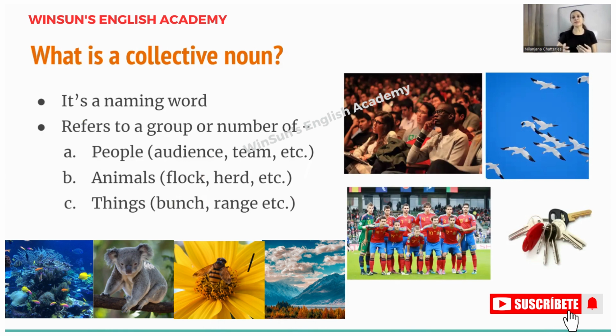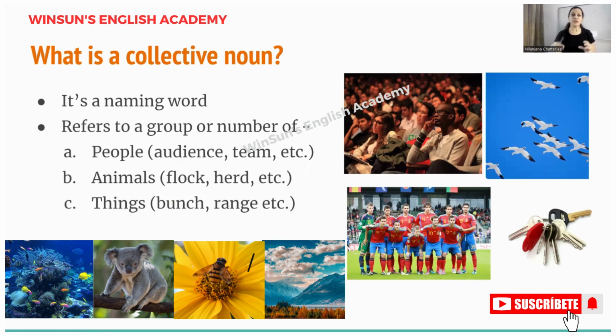The second category is that of animals. When we say animals, we refer to the entire animal kingdom. So it includes birds, fish, wild animals, pet animals, farm animals, insects, and so on and so forth. Now, the third category is things. Here also, when we say things, we do not only talk about inanimate objects, the non-living things, but also about nature. For example, a range of mountains, grove of trees, or bouquet of flowers.